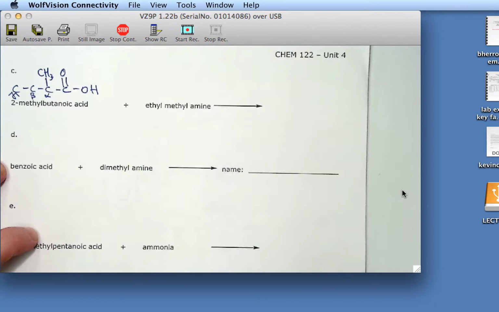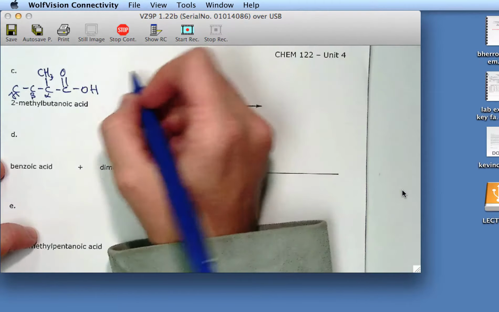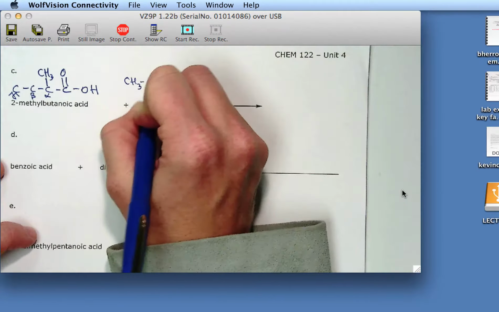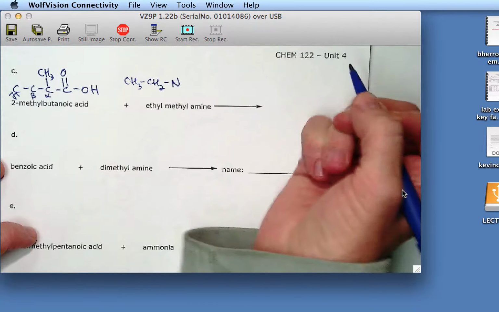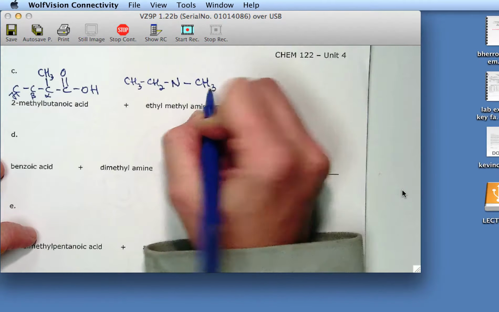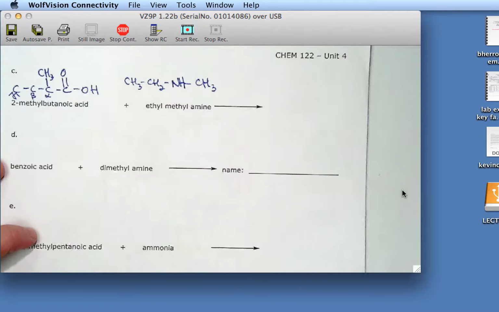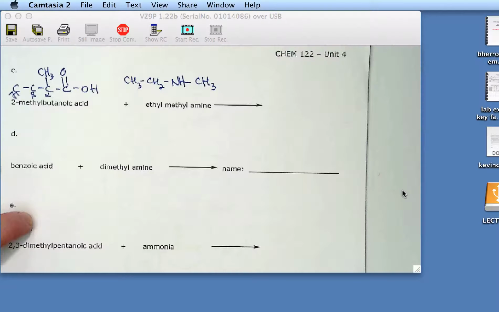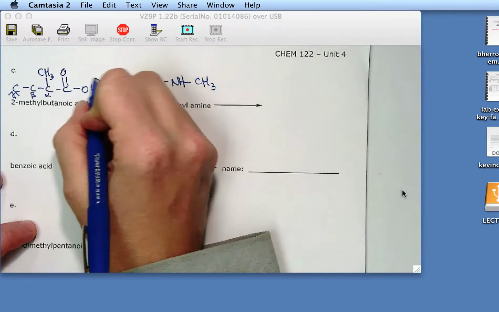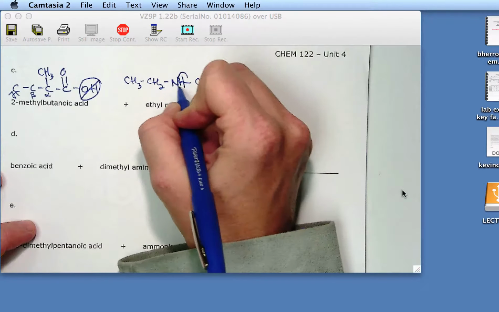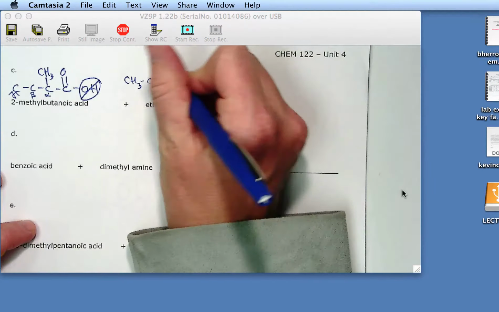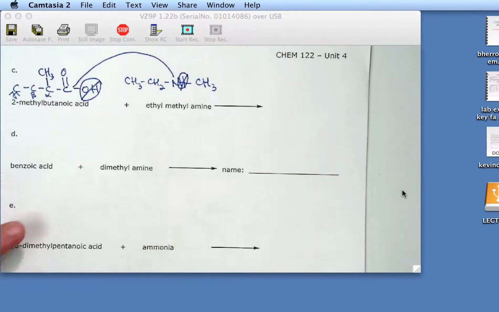And then ethylmethylamine, CH3, CH2, nitrogen. So you end up with 1 H on your nitrogen, which is nice because we need 1 H to carry out this amidation reaction. So get rid of the OH, get rid of the H on the nitrogen, make a really long bond. And this one you don't have to name.